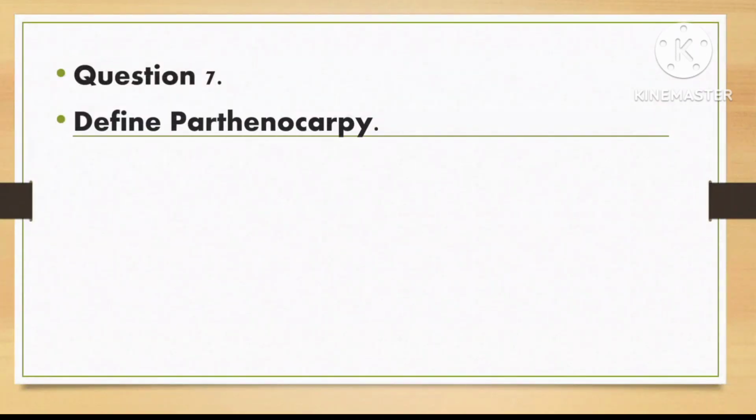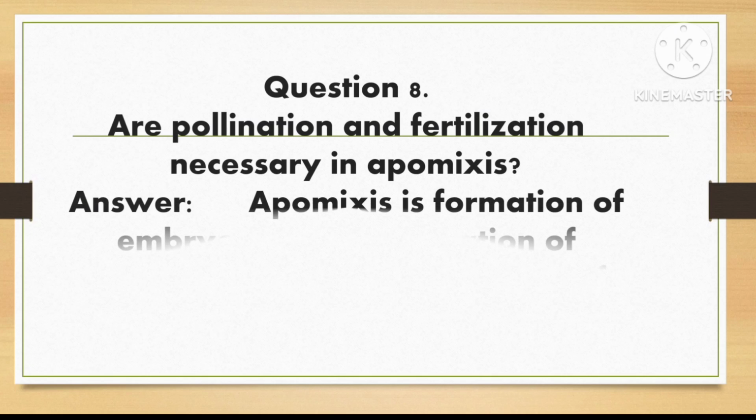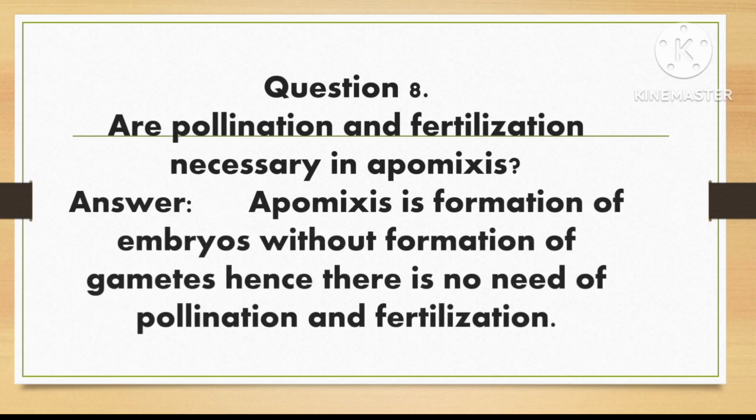Question number 7, define parthenocarpy. The condition in which fruit is developed without the process of fertilization is called parthenocarpy. Question number 8. Are pollination and fertilization necessary in apomixis? Apomixis is the formation of embryos without formation of gametes, hence there is no need of pollination and fertilization.